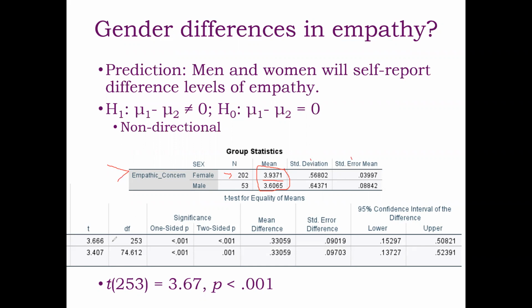Then we have, this is the part of the output you're going to be looking at. Remember, we're assuming equal variances, so we're just looking at the top row, right? We see our t-value is 3.67, degrees of freedom 253. Here we're looking at a two-sided p-value. It's less than 0.001. Okay, we also have our mean difference and a 95% confidence interval around the differences between the means. That was a bit sloppy, right? So remember, we're just looking at this top row, right?